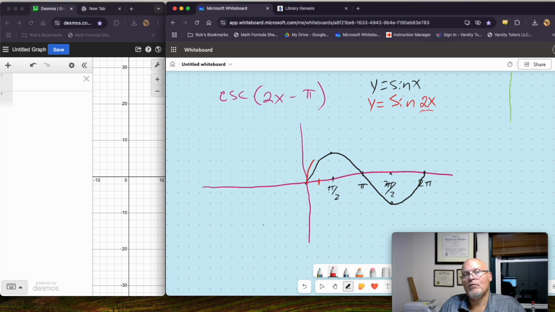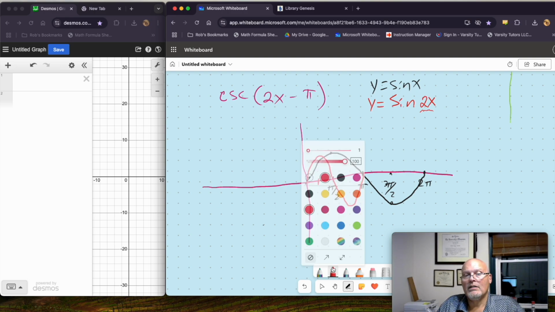So it's going to come up to 1 and back to 0, and then back to here and back to here. So that is just doubling it. It cuts the period in half. Instead of 2 pi, it does it in pi.